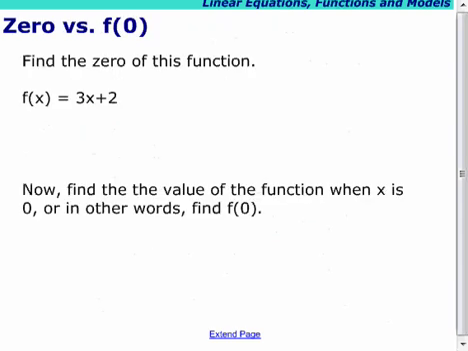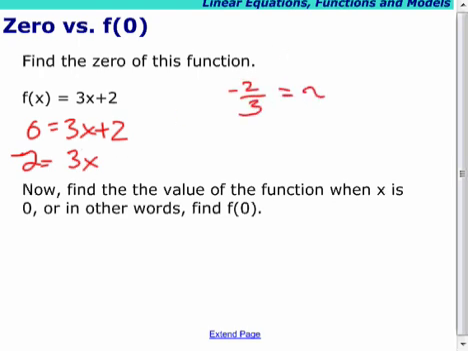Okay, right here in this slide, if they want us to find the 0 of this function, that means plug a 0 in for f of x, and then solve that equation. I can move the 2 to the other side by using the subtraction property, so I get 3x is equal to negative 2, and then use the division property to divide both sides by 3, and I get negative 2/3 is equal to x.